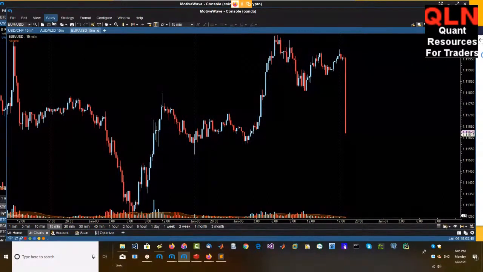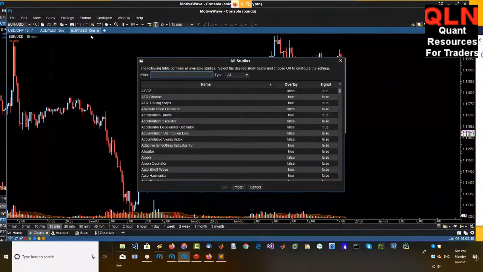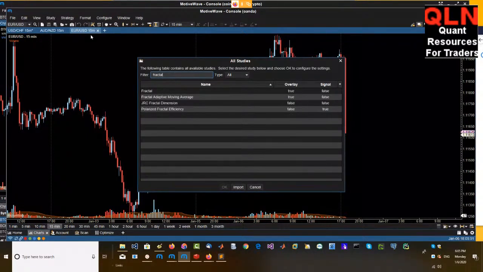Okay, so I'm going to put in the study here, just put in fractal. You can see we have 4 different fractal studies in MotoWave. We have just plain old fractal. Here we need to pay attention to whether there is an overlay chart and whether there is a signal that can be generated from this. If there's no signal, that's no problem. We can code that up because hopefully there'll be source code for this.